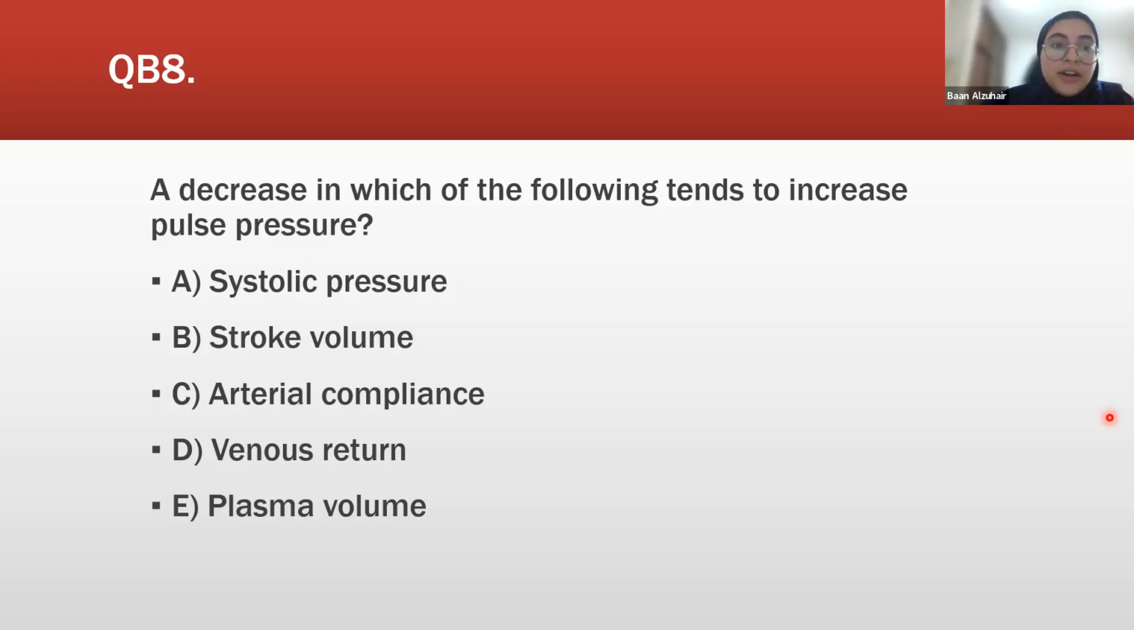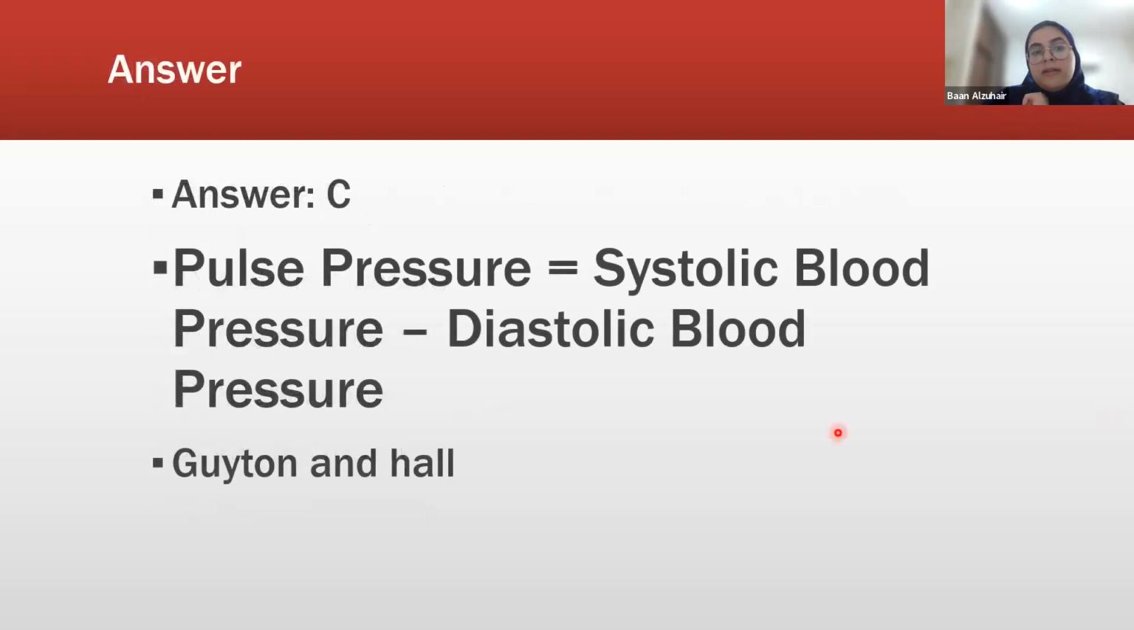Why would a decrease in arterial compliance cause an increase in pulse pressure? You know what pulse pressure is? The pressure of your peripheral arteries, that's your pulse pressure. And there's also an equation. I think I put it in the next slide. Pulse pressure equals systolic blood pressure minus diastolic blood pressure. This is if they ask you for numbers, of course. So Saad, you're right.